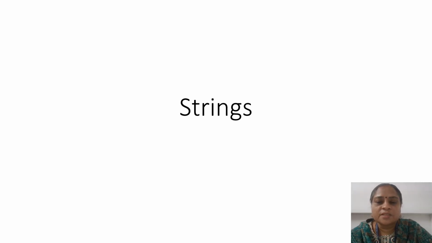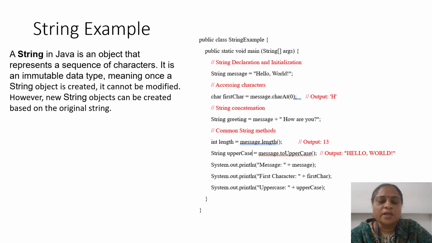The second one is strings. A string in Java is an object that represents a sequence of characters, and it is an immutable data type. It means a string object, once created, cannot be modified. However, new string objects can be created based on the original string.